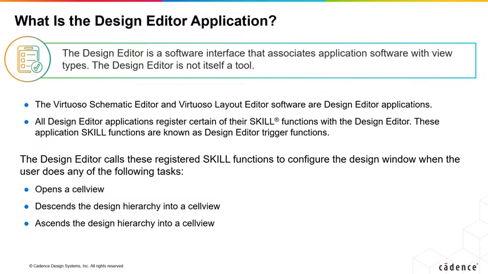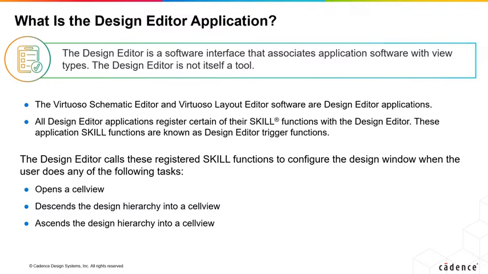And the way these are activated is the design editor calls these registered skill functions to configure the design windows whenever the user, for example, opens a cell view, descends the hierarchy into another cell view, or ascends the design hierarchy back up into a cell view. Because in any of these cases, you could potentially change applications, and therefore, based on that cell view, you would trigger a new environment. And we'll learn about how to do that here in the next several slides, as far as having our own customizations come into the environment.